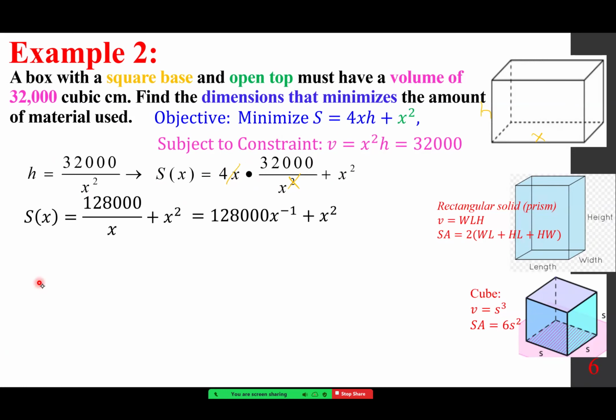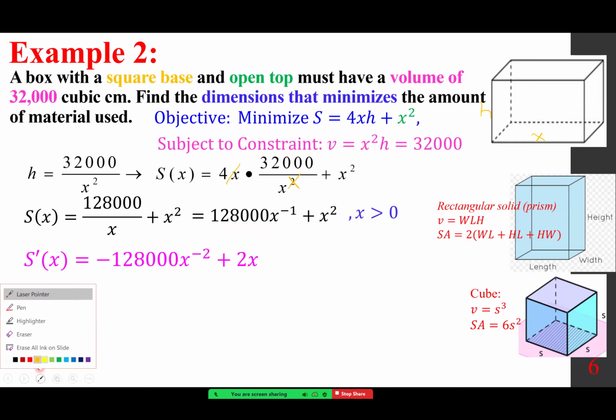And so S prime is the product of these two numbers, making it negative 128,000 x to the power minus 2 plus 2x. And x must be positive. The reason x must be positive, class, is because x represents a dimension. So let's write an open interval of 0 to infinity.